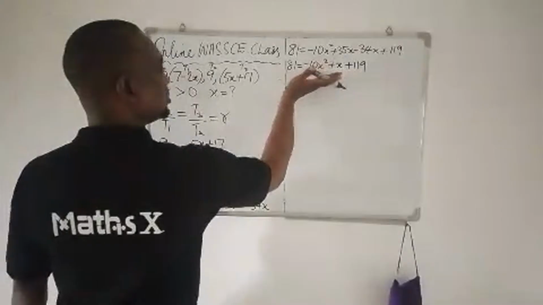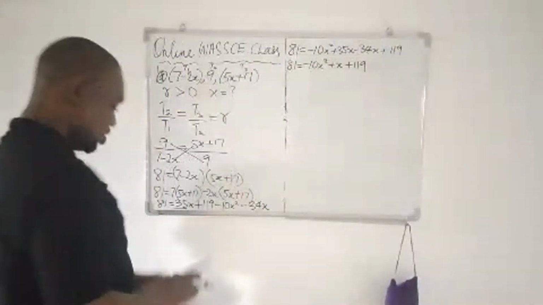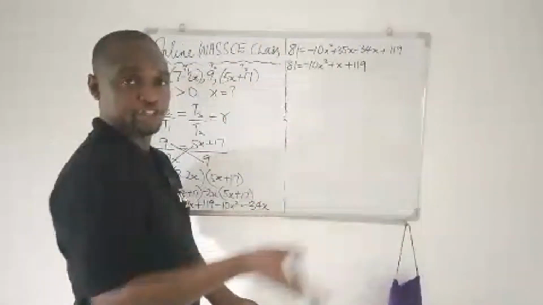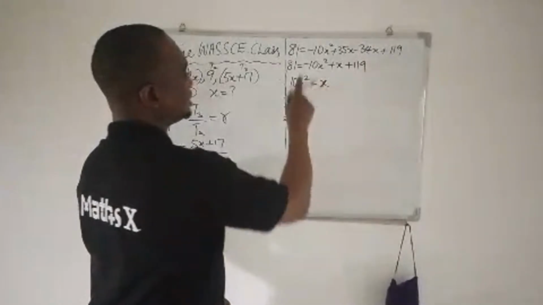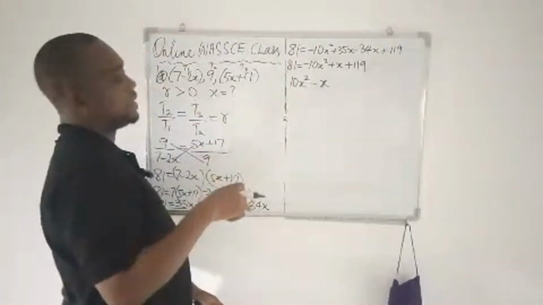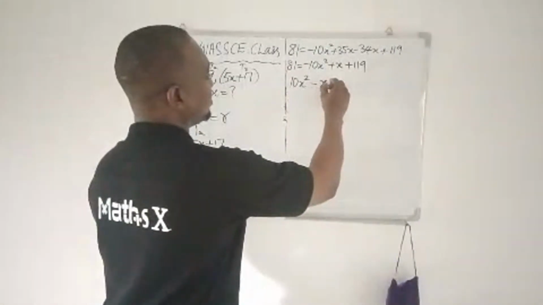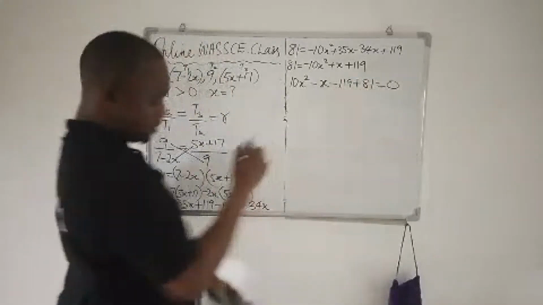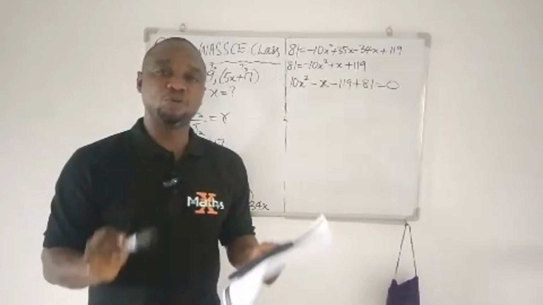For me, I'm going to take this part of the equation to this side, as in take them across the equals to sign. When I do so, their respective signs will change. It was minus 10x squared. When it goes over the equals to sign, it becomes plus 10x squared. It was plus x. When it goes over, it becomes minus x. Then, of course, minus 119 plus 81 is equal to 0.